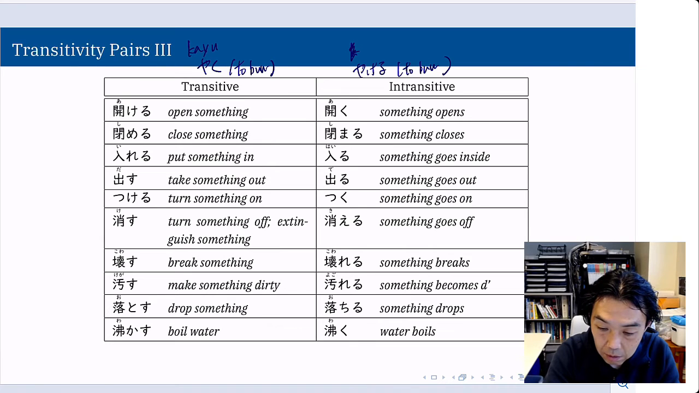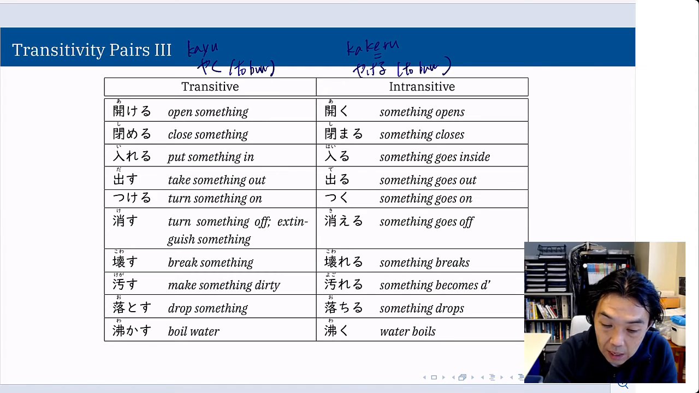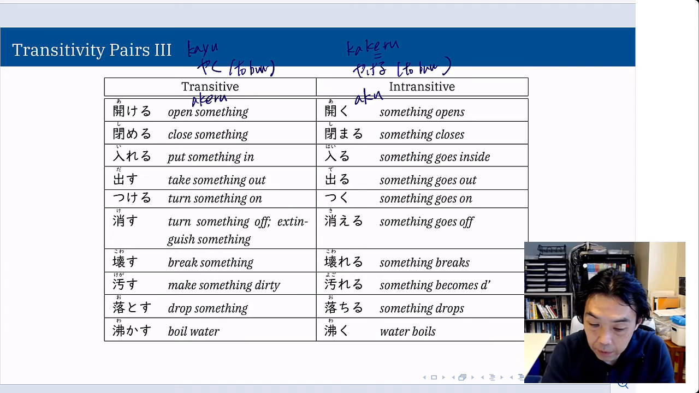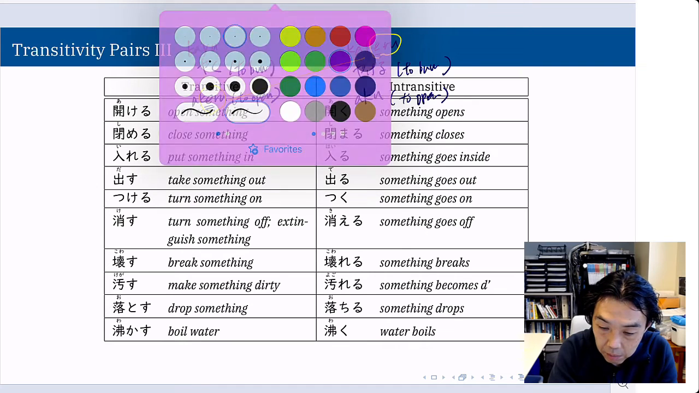So this is yaku, yake. In this version, the intransitive verb is marked with an e sound. Okay. But if you look at akeru and aku, the akeru is to open, transitive, and then aku is to open, intransitive. And then you see the same pattern here.